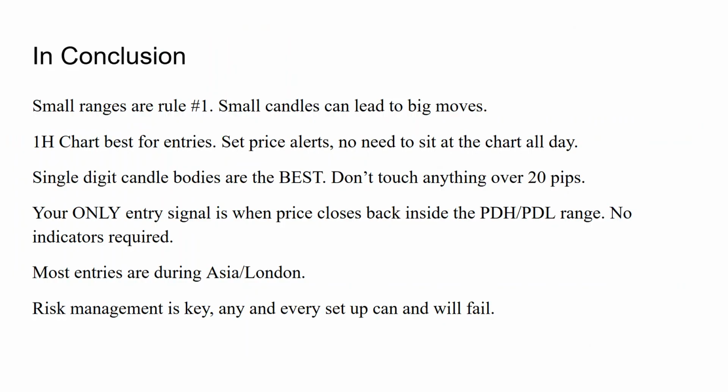The 1 hour chart is best for entries. Like I said, no 5 minutes, none of that. So you just check the chart once on the hour, every hour. If you want to check it like 5 minutes before the candle closes, that's fine too. But you can just set price alerts at the prior day high and prior day low of the candle ranges you identify.